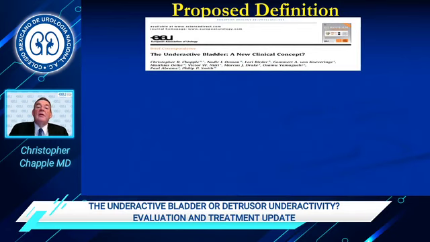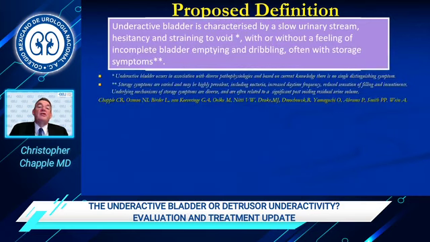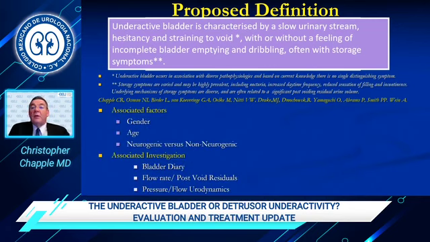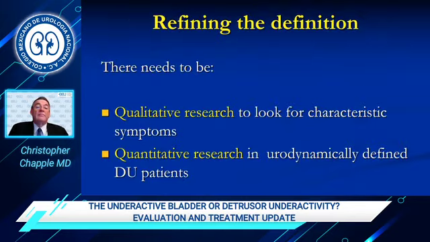With that in mind, I set up a working party at the International Continence Society, which came up with this definition, which was the underactive bladder is characterized by a low urinary stream, which is slow, hesitancy, and straining to void, with or without a feeling of incomplete bladder emptying and dribbling, often with storage symptoms. Because if you leave behind a large residual, of course, the bladder doesn't empty, and you can often get storage symptoms. And one has to consider gender, age, neurological status, and of course, the other associated investigations which are used.